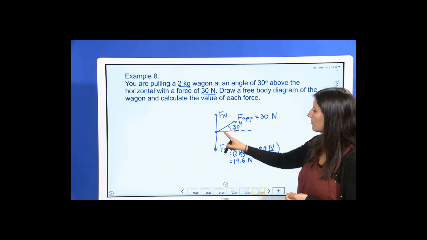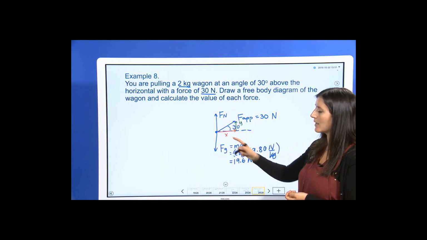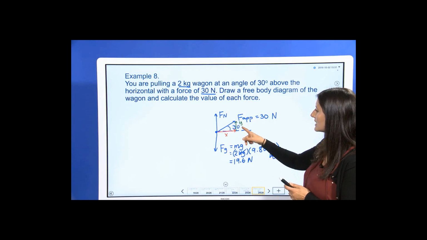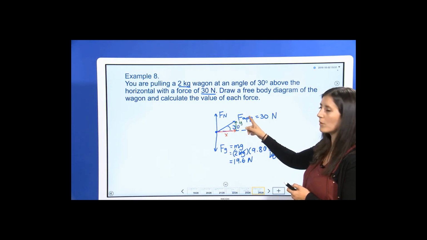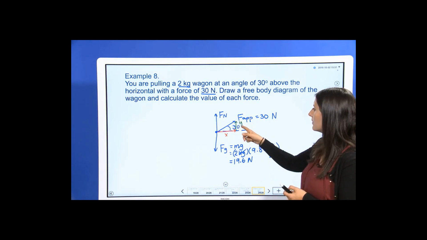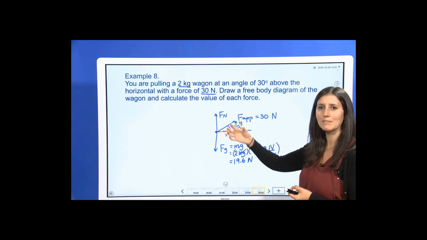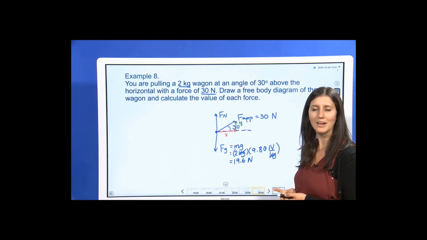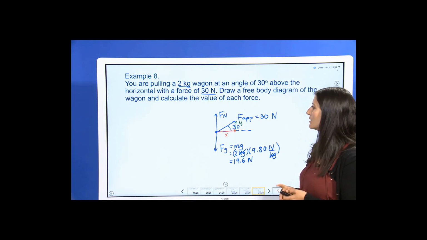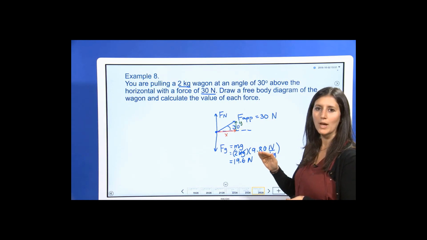Now, if these two forces were to cancel out, the normal and the force of gravity, we would still be left with a Y component of the F applied, we'd have this y component here, which means that our wagon would be flying up into the sky. And we don't want that to happen. We want to make it so that all of the y components cancel one another out.